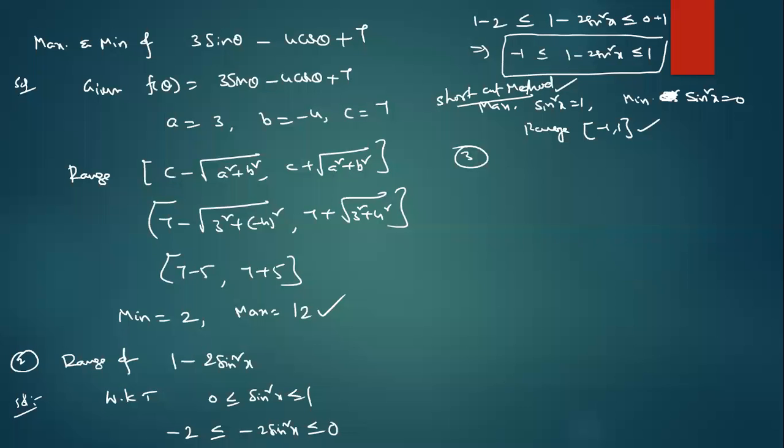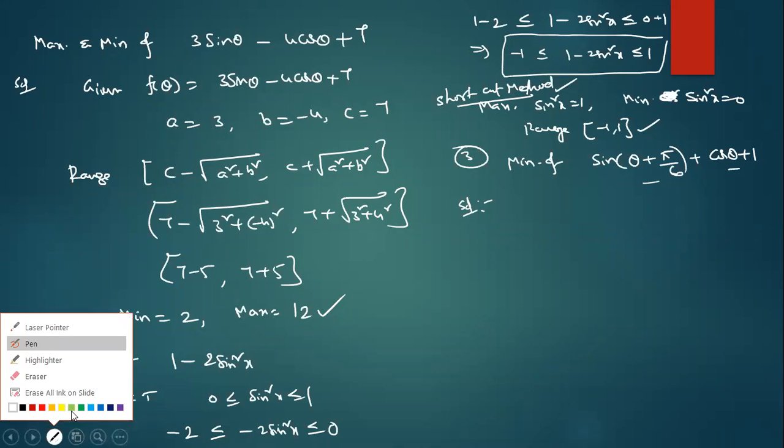Last time we discussed one question. What is that? See, generally, I'm asking only the minimum of sine of theta plus pi by 3, pi by 6, plus cos theta plus 1. How to find it? So in this case, dear students, don't apply this formula. Why? Because this angle is different, this angle is different. See carefully. How to approach this type of problem?